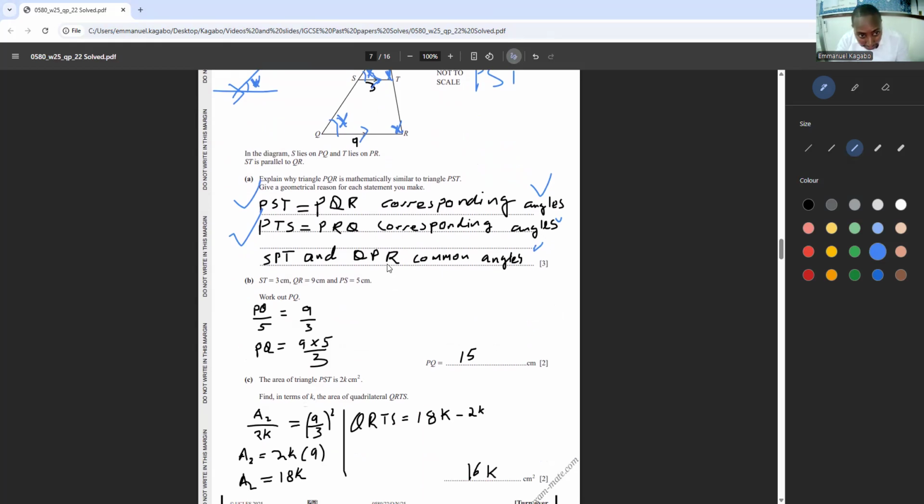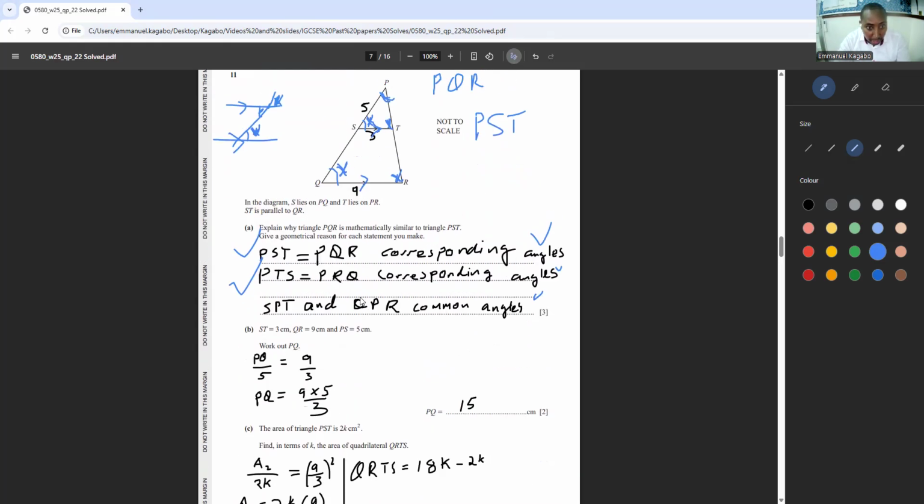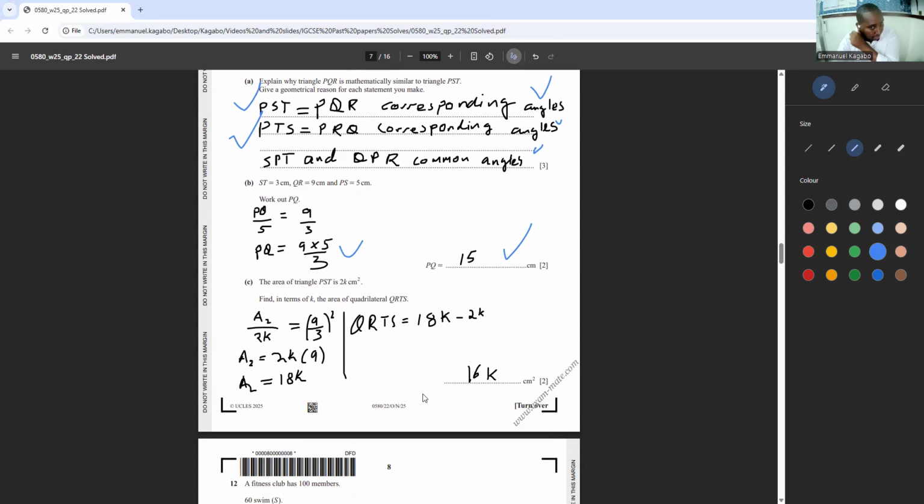Now, similarity. They give you the sides: ST is given as 3 centimeters, QR is given, and PS is given. Then they said work out PQ. They give you this as 5, this as 9, and this as 3. Then they're asking you PQ. PQ is the whole of that, the big side of this triangle. PQ divided by the side of the small triangle is the same as this one divided by that. When you cross multiply by 5 on the other side, you're going to have this, and that gives you that. Okay, very good.